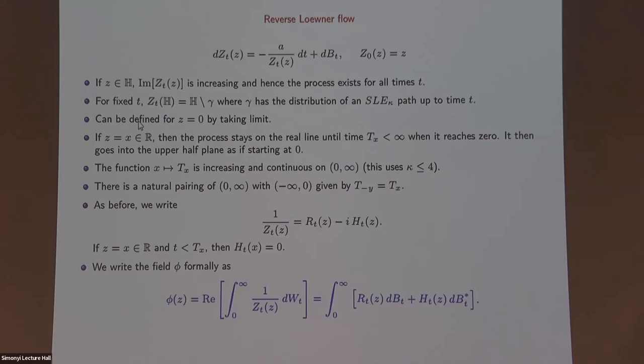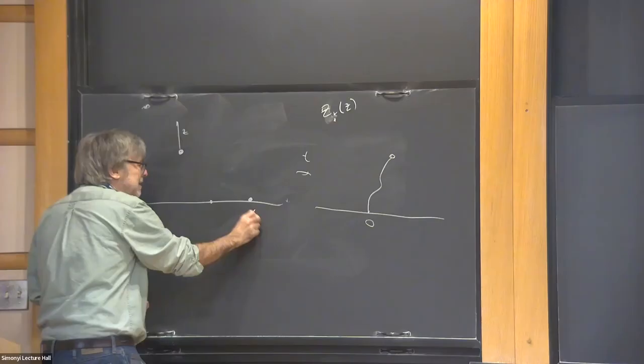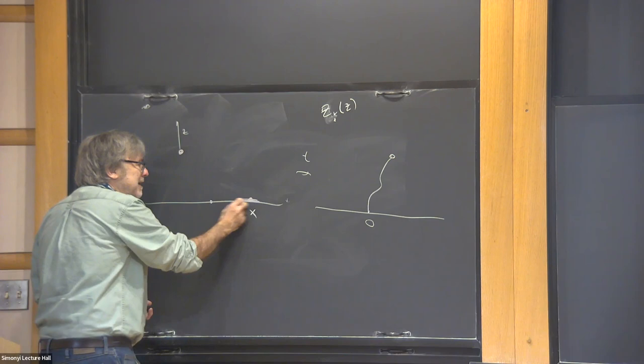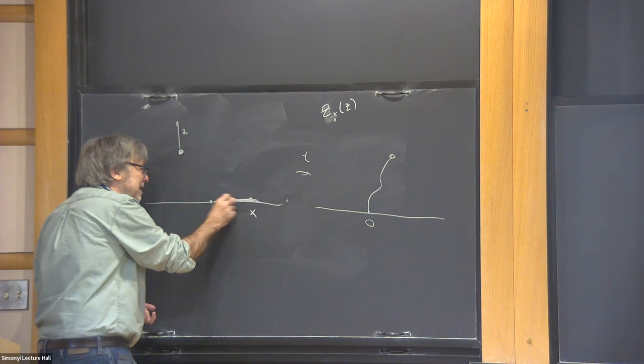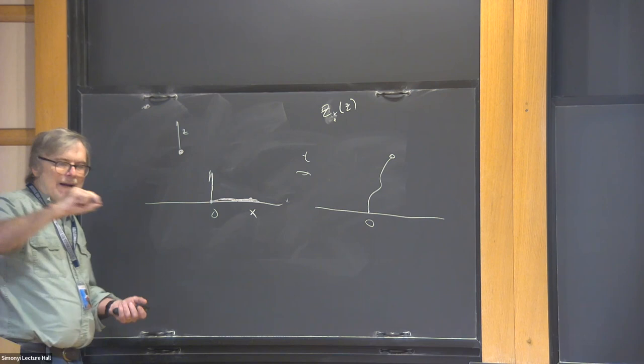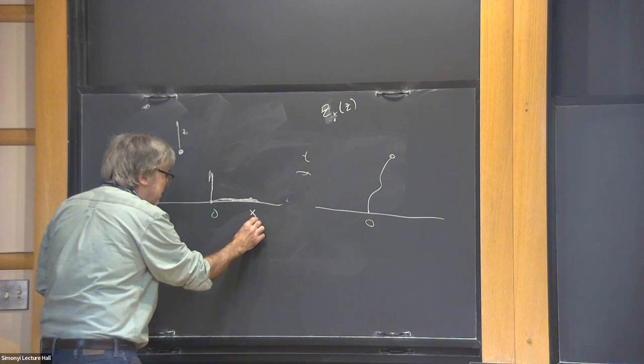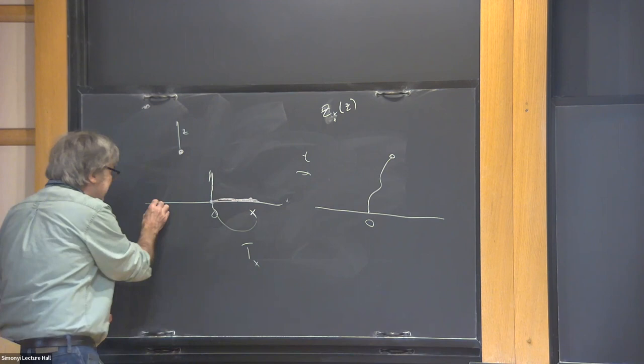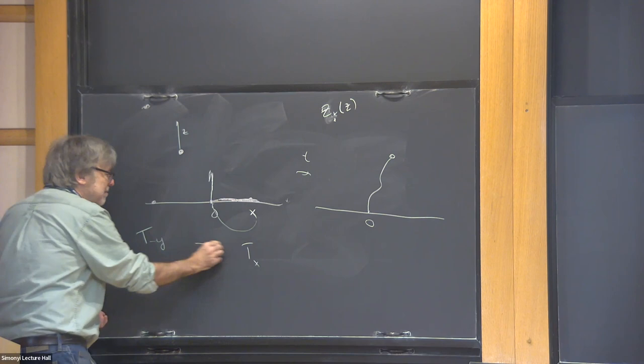So I do that. If I start on the real line, then the real line does a Bessel process with negative parameter, minus a, until it hits the origin, and then it shoots up. So that's what happens. And the time at which this guy hits the origin, I'm calling it T_x. And it has a partner over here, there's another guy over here that hits at the same time.